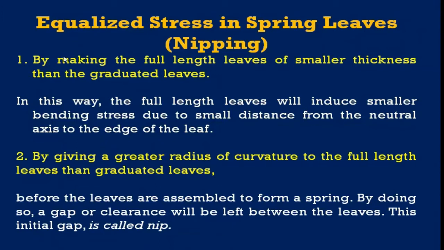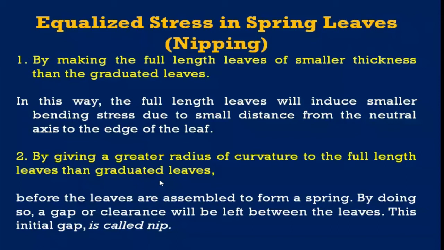And the second method is by giving greater radius of curvature to the full length leaves than that of graduated leaves. As we have discussed in the previous class, the leaves of leaf spring are initially provided with a certain amount of curvature, that is known as initial curvature. The leaves are cambered to a certain curvature initially. When the load is applied, the curvature disappears and the leaves become straight. And when the load is removed, once again, these leaves will get the curvature like the initial curvature.